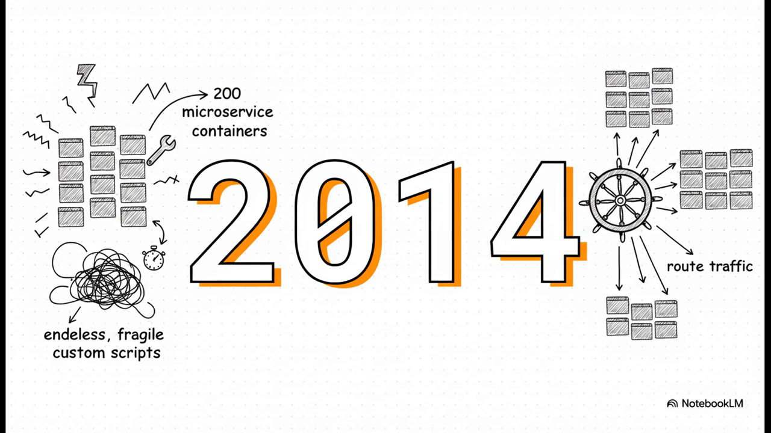It's an open source system that actually originated from Google's internal Borg and Omega projects, eventually launching in 2014. Look, if you didn't have this and you were trying to manually manage, say, 200 microservice containers, you'd be stuck writing endless, totally fragile custom scripts just to monitor uptime, heal crashed containers, and route your traffic. Kubernetes handles all of that heavy lifting automatically, right out of the box.